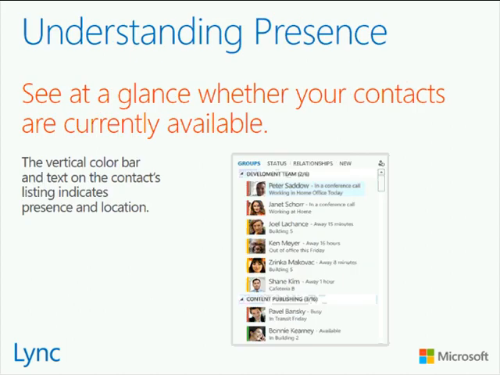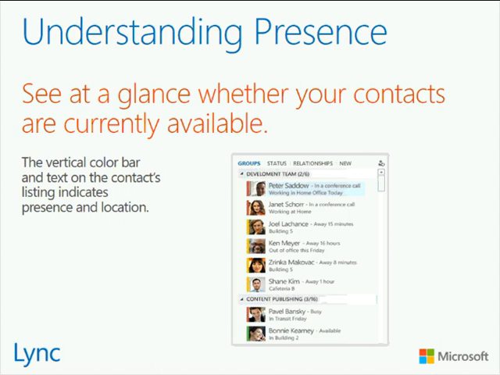Now, when you look at your contacts, you can see their presence and their availability, and that helps you choose the appropriate time to send an instant message or make a call. That's that vertical color bar, and notice also the language over to the right. It may specify that not only is somebody busy, but they're in a conference call. Lync is pretty smart. It knows when you're using the Lync audio, and it will telegraph that out to other people.